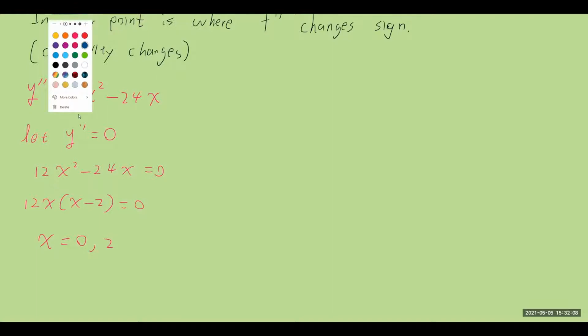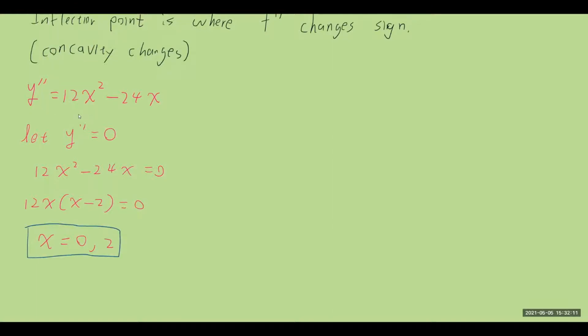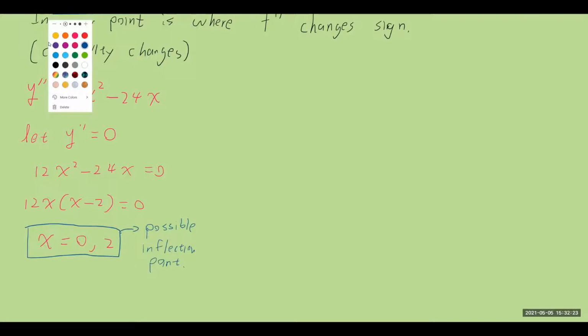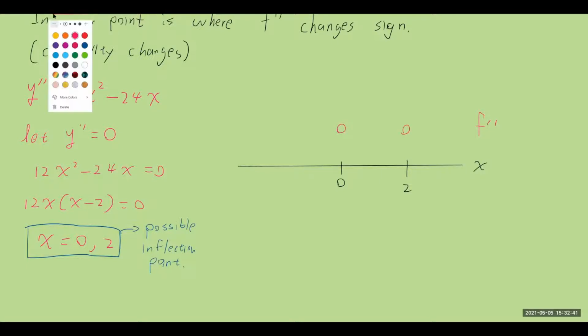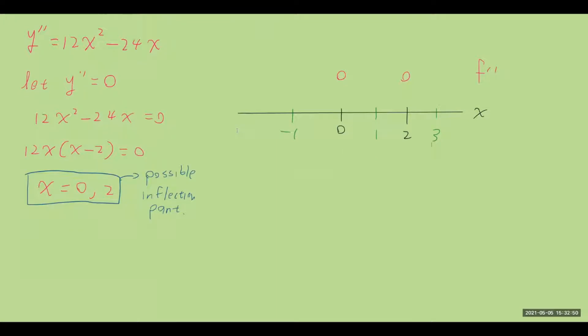Right? So this is like looking for critical numbers, but these are not critical numbers. These are possible inflection points. Right? And we're going to do something like the first derivative test. We want to see whether f double prime changes sign at these 2 points. Right? So we have 0 and 2. Okay, and we know that f double prime is 0 at these points. Right? And again, we do the same thing. We want to pick checkpoints. Let's say -1, 1, and 3. And just like before, we only care about the sign.